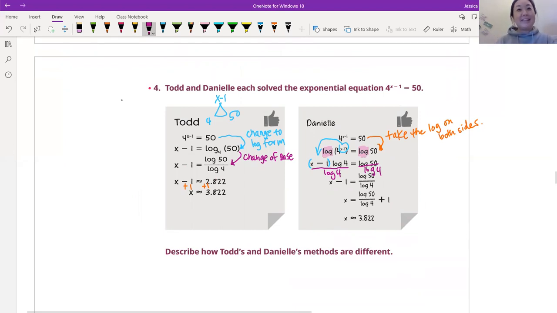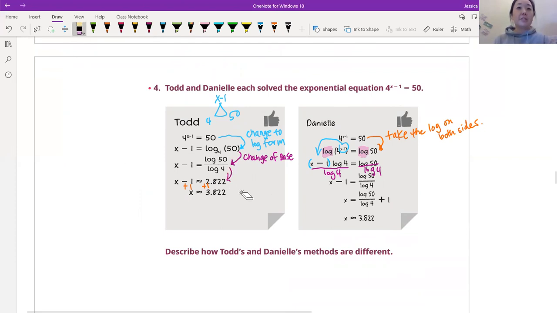Just pause me. All right, so if you see right here, the first thing Todd did was change to log form, kind of like how we did for the past couple of problems. Here's the triangle. And then from there is the change of base formula, so log of 50 over log of 4. And then the calculator happened here.